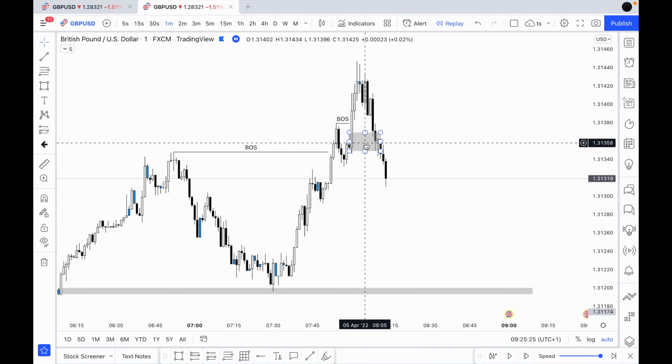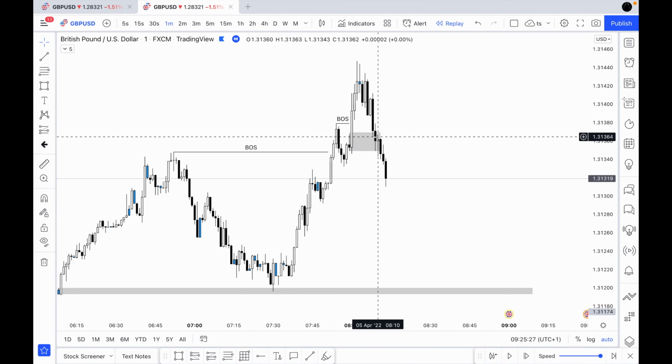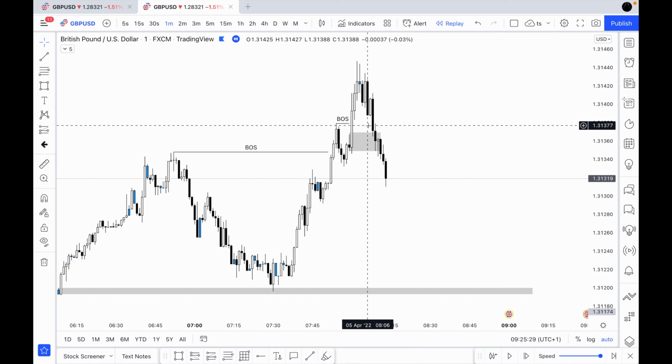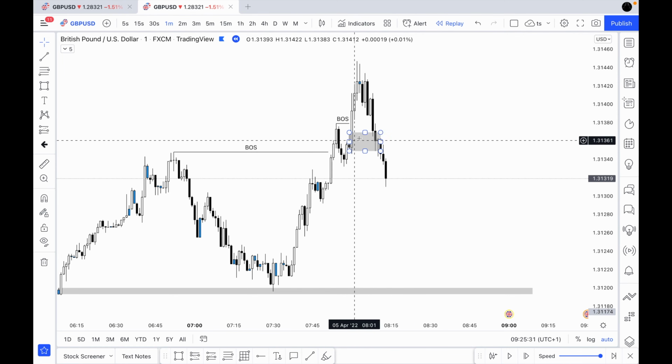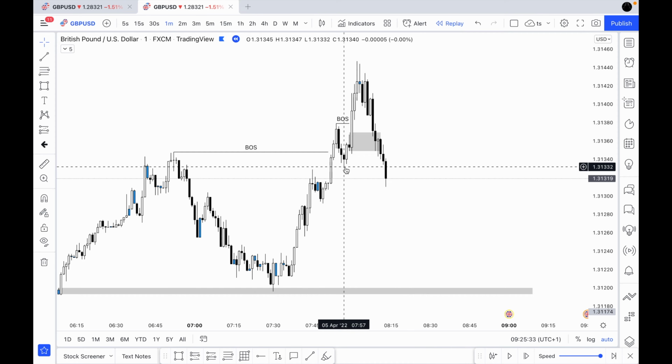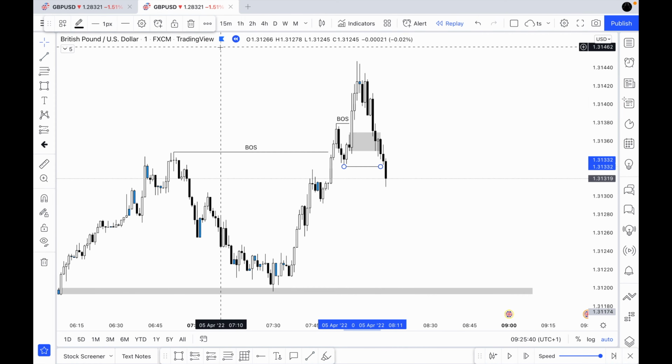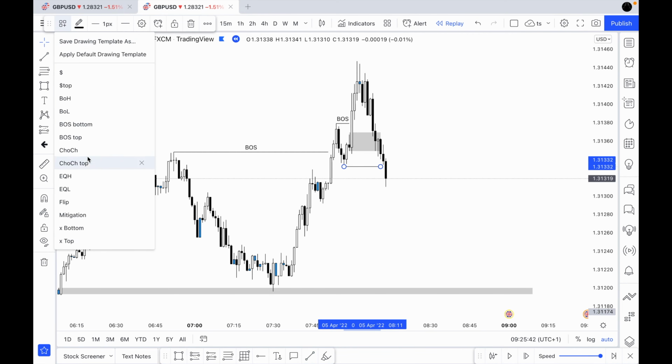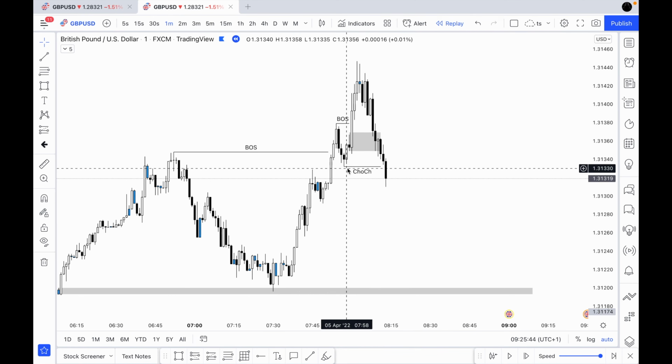We've got this demand zone and it's failed to maintain control. Now what's happened here is we've now had a push to the downside. We've broken past this demand zone and we've broken past this low. So this is where we get our first indication of a change of character. So here's our change of character.